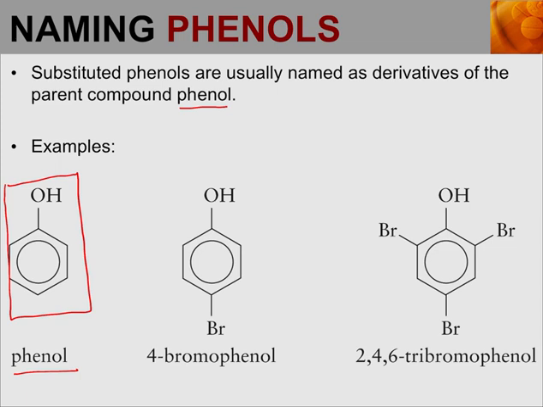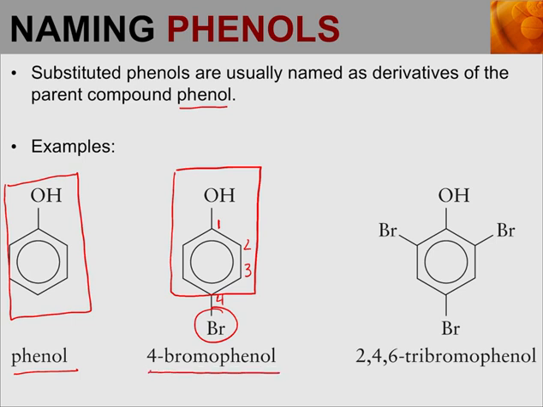So in the middle, we have another example where we've got our phenol parent compound, and then bromine is attached directly opposite the alcohol group. So again, the alcohol group would get position 1, and then we just go around the ring, and then bromine is at position 4. So we would call this 4-bromophenol.